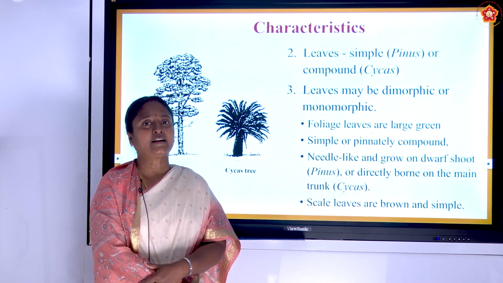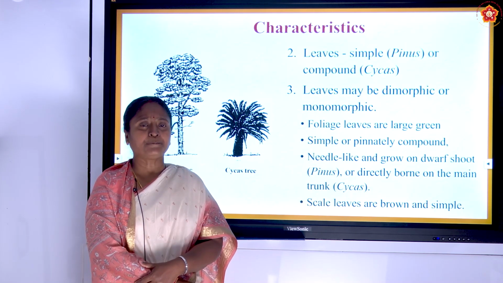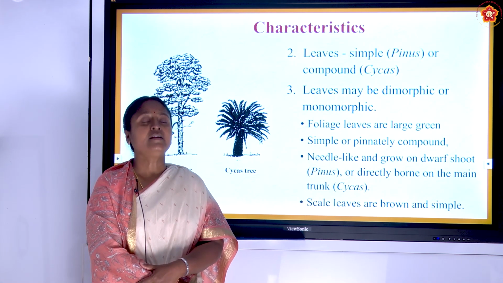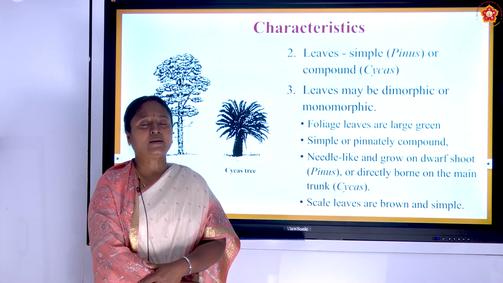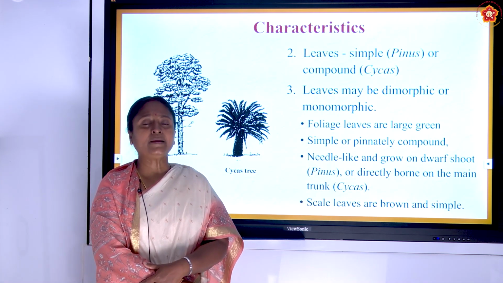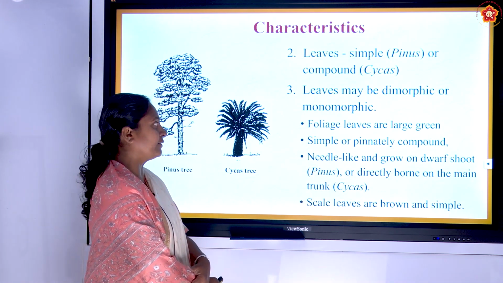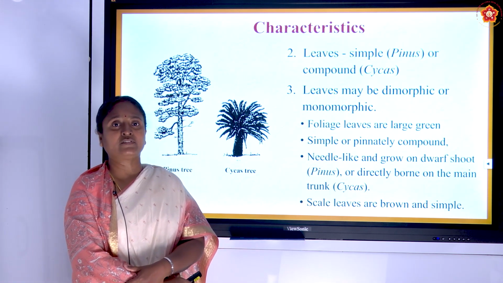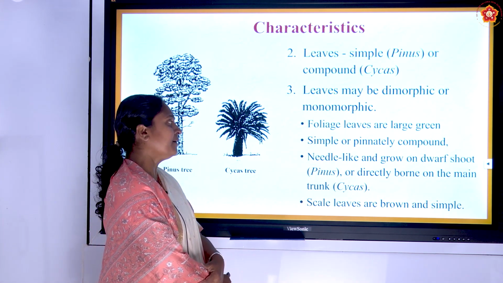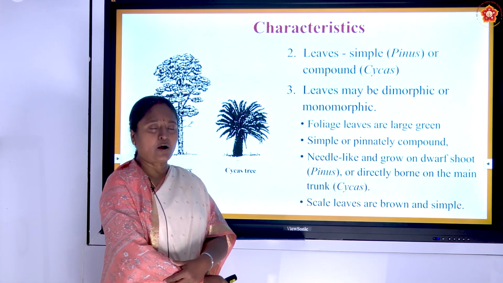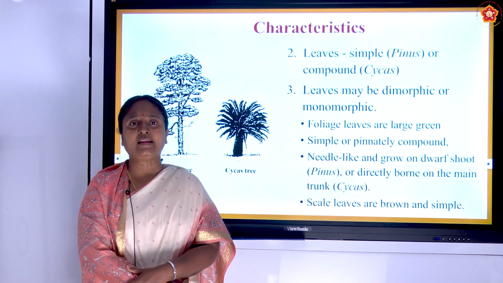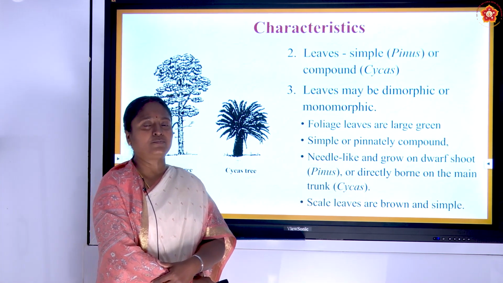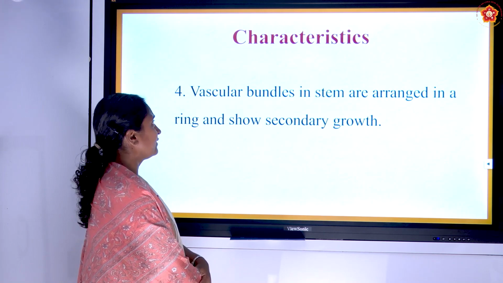Dimorphic means two different kinds of leaves are present in the plant, or it may be a single kind of leaf. What are these two different kinds of leaves they are having? One kind of leaf will be green in color, the other kind will be brown in color. The green leaves are known as foliage leaves and they may be simple leaves or compound leaves, as we have seen in the previous picture, right? And the scale leaf will be brown, and it is also a simple kind of leaf that we can see in these plants. So these are the two different kinds of leaf arrangement we can see in the plants.